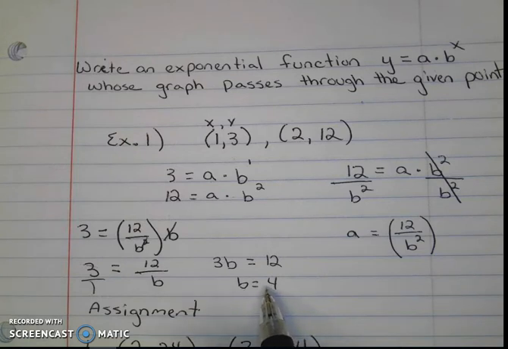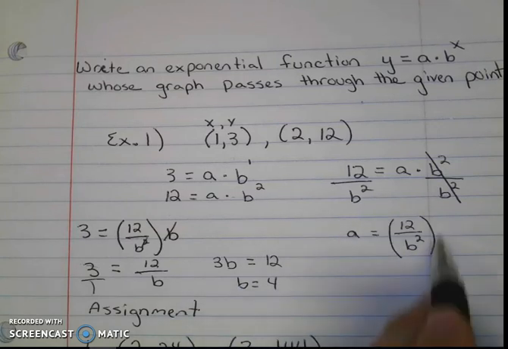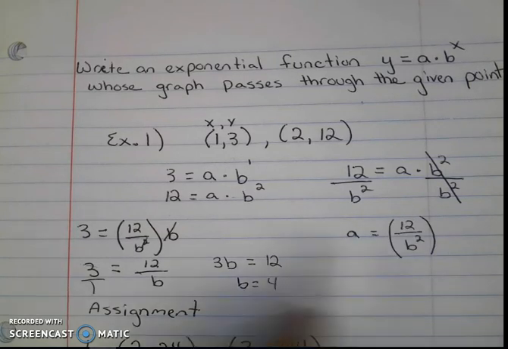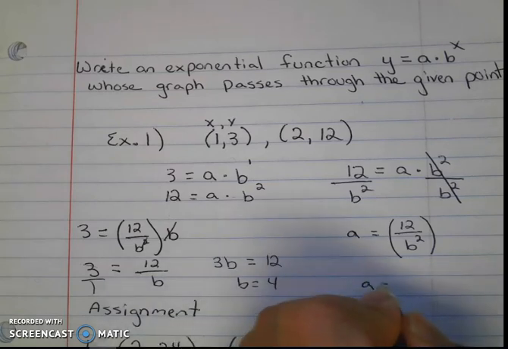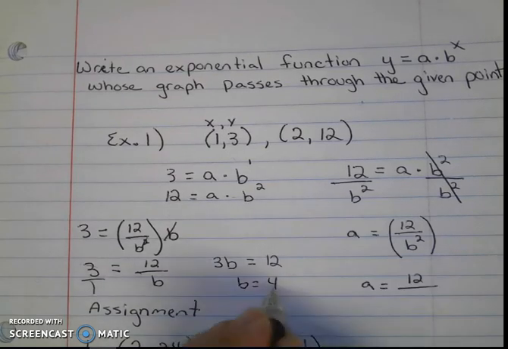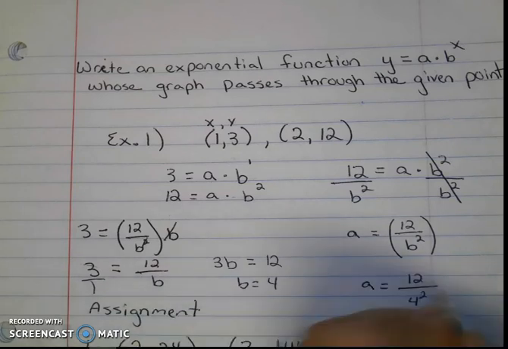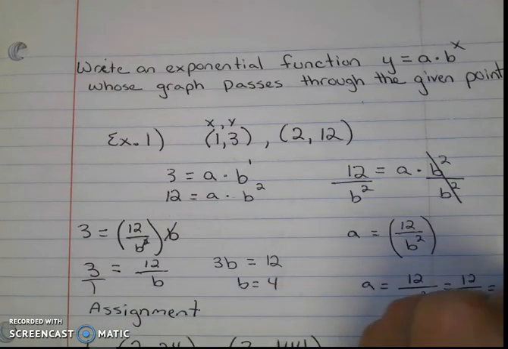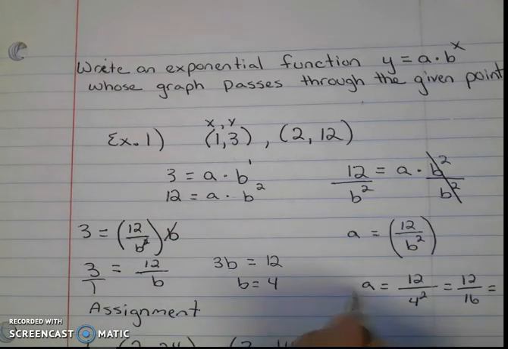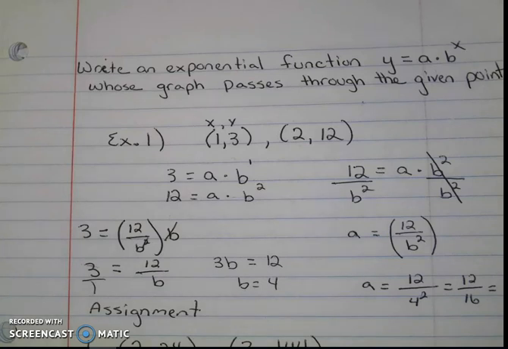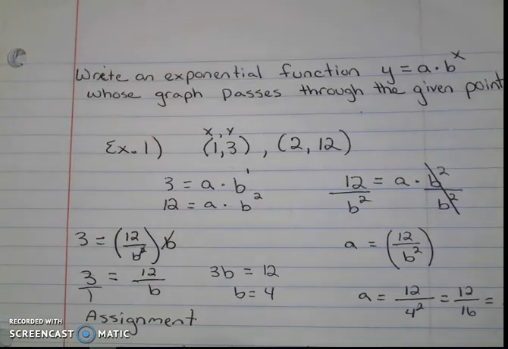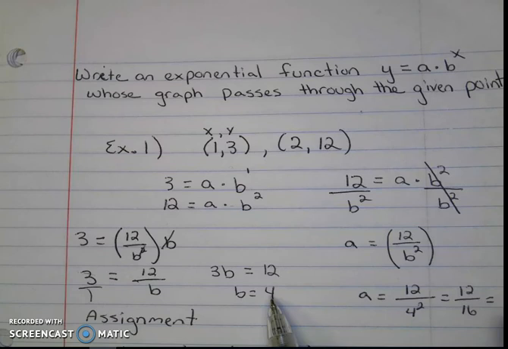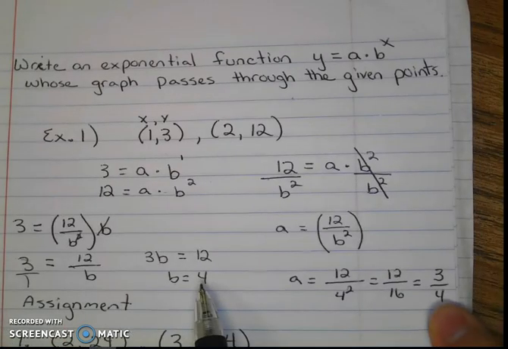Now to find the a value. Well, since we know that b is 4, we're just going to plug it into this little formula right here and solve for a. So 4 squared, so that's 12 over 16. And that's going to reduce down. 4 goes into both of them. So a is equal to 3/4. So we now have our 2 missing variables. We know what b is and we know what a is.